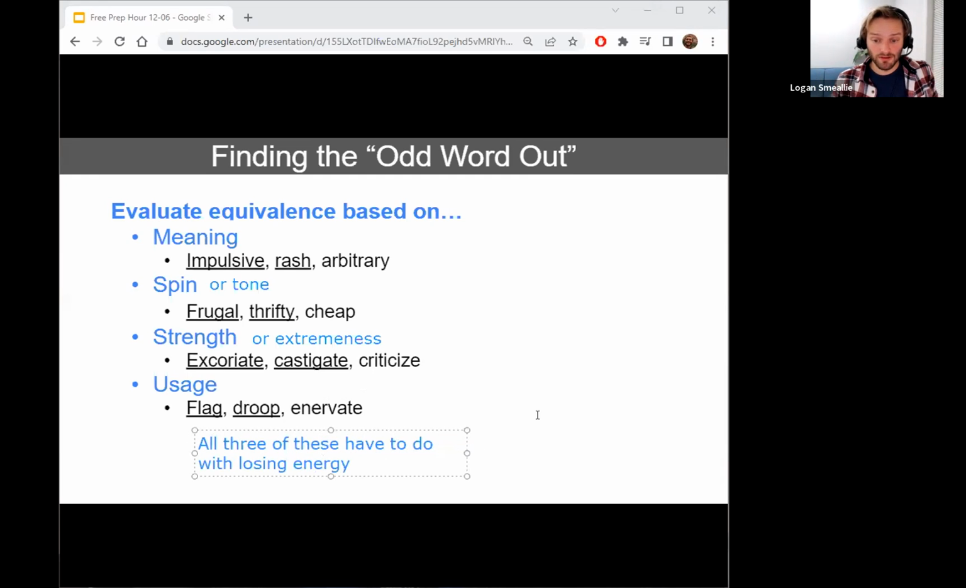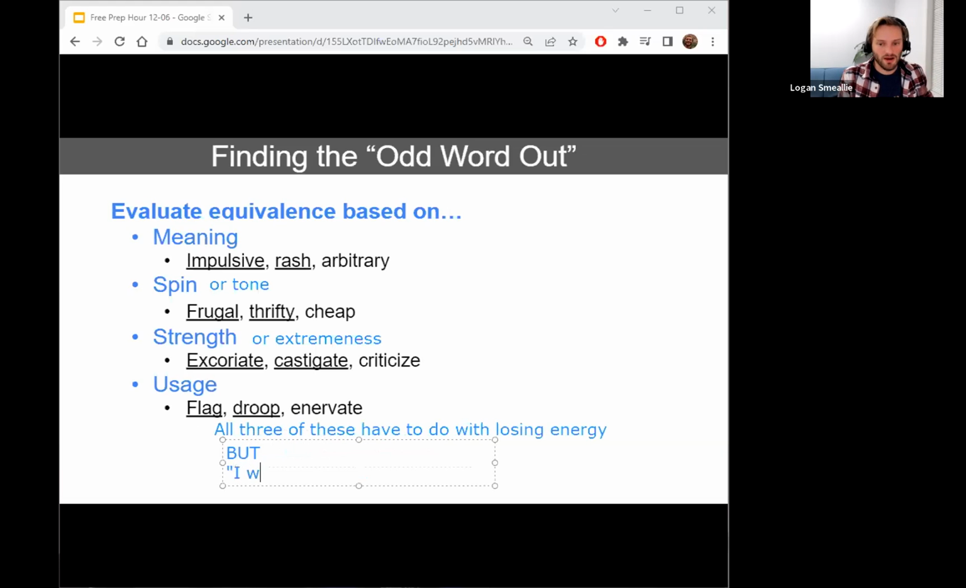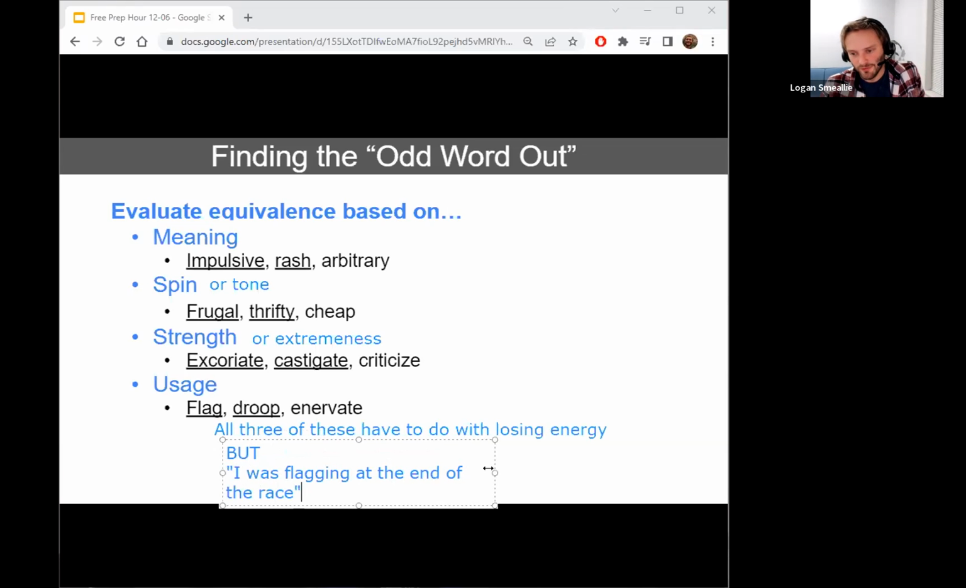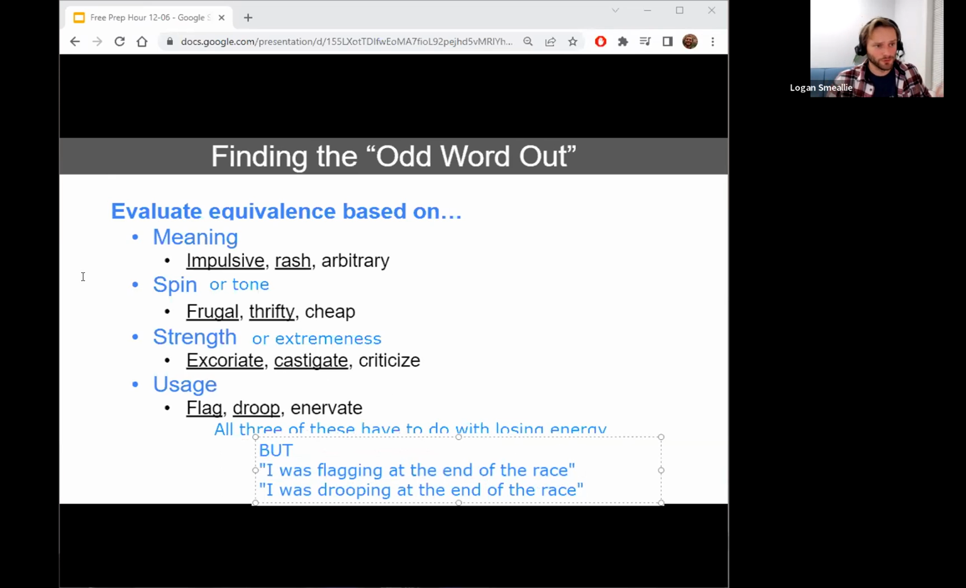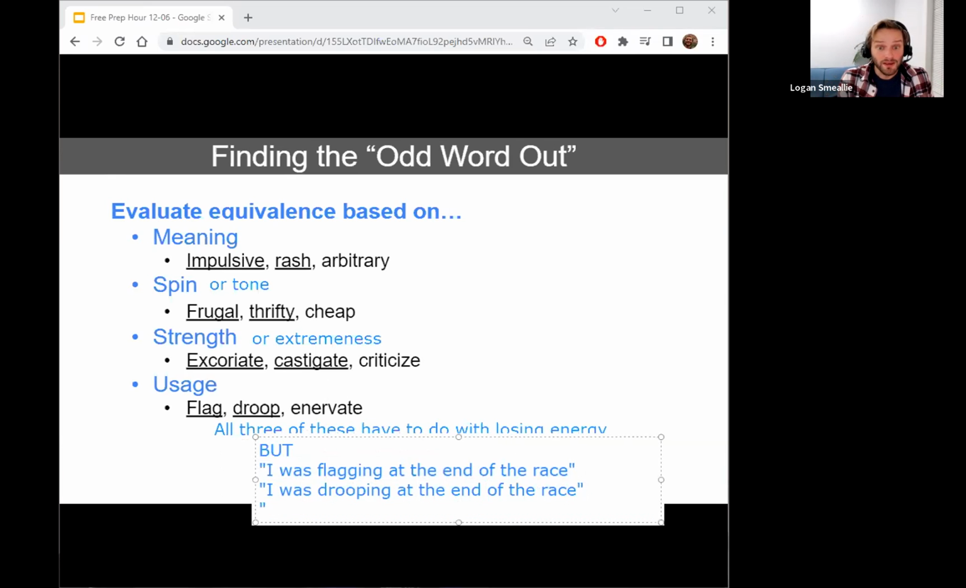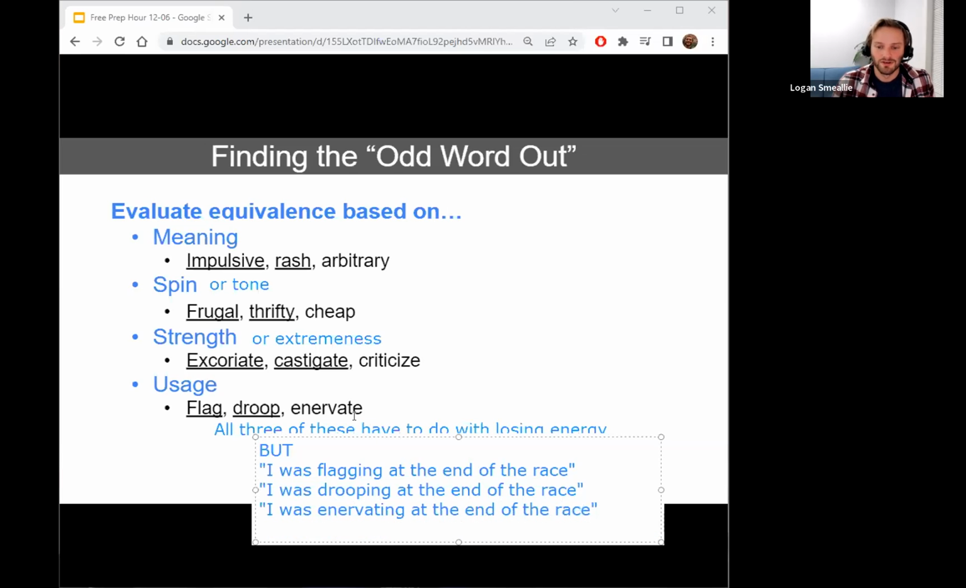But they're kind of used differently. You could say, I was flagging at the end of the race. Flag, of course, that set of letters can mean a few other things as well. But if you've ever heard a sports commentator say someone was flagging, that means they were running out of energy. And then you could also say, I was drooping at the end of the race. Think of it as if you were saying, I was fading, I was running out of energy. You could not say, I was enervating at the end of the race.